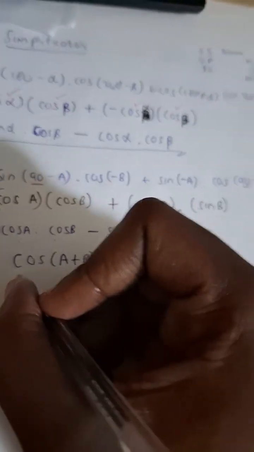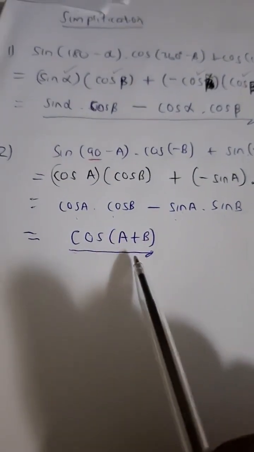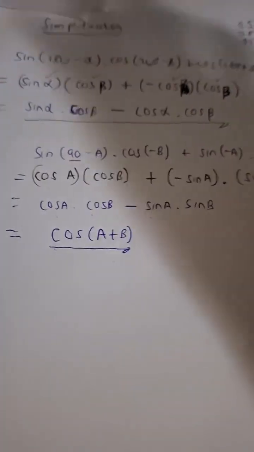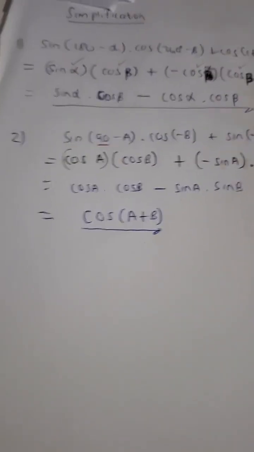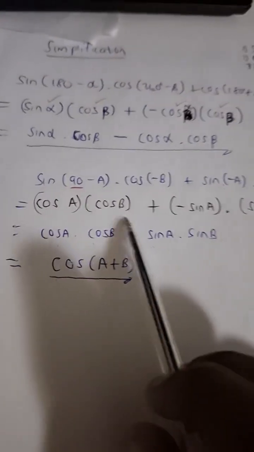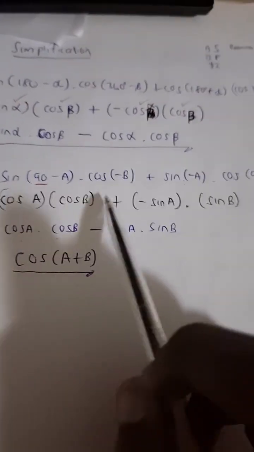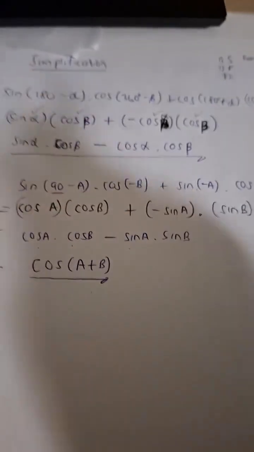You can go to your formula sheet and read this so that you can get the answer. So that is the answer. The answer is cos of A plus B. Done. Okay, let's look at another one. So it's very important that that knowledge of grade 11 of reduction needs to be on point.